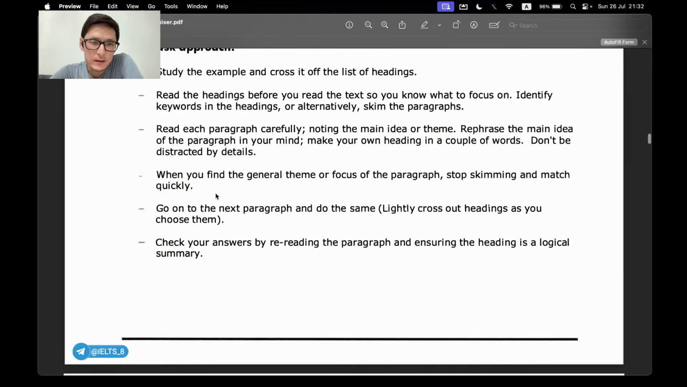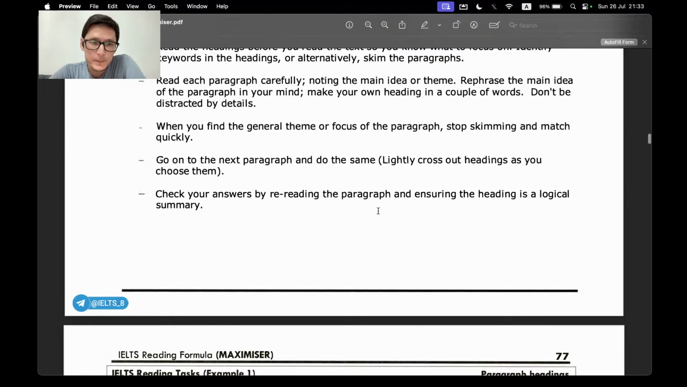So first you read the options of headings, then you read the paragraphs one after another. For example, you have read paragraph 1, and then you find the answer in the headings list. Only then can you move to the second paragraph. Go on to the next text paragraph and do the same. Check your answer by rereading the paragraph.